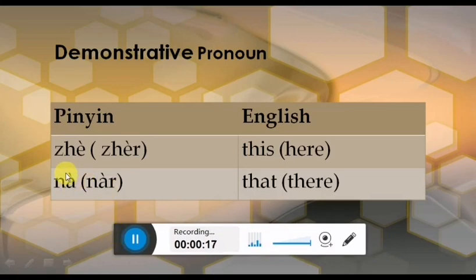So the first word is zhè, this, zhèr, here. Nà, that, nàr, there. Zhè, nà, zhèr, nàr. Repeat after me. Zhè, with fourth tone. Zhèr, here, with fourth tone. Nà, nà, nàr, nàr.